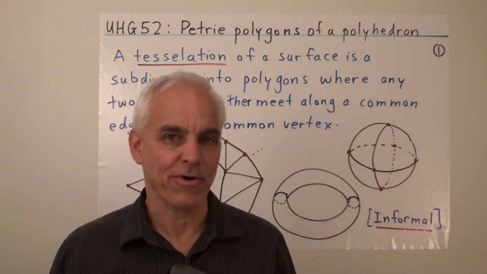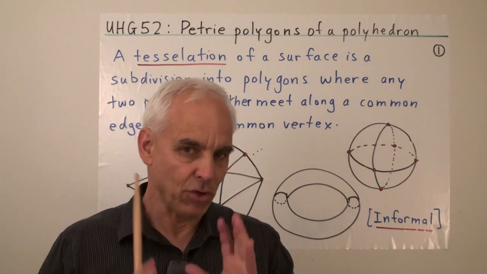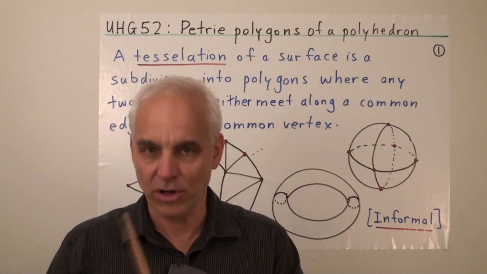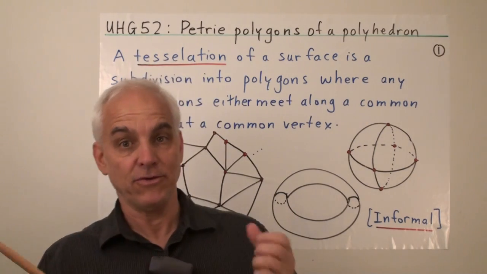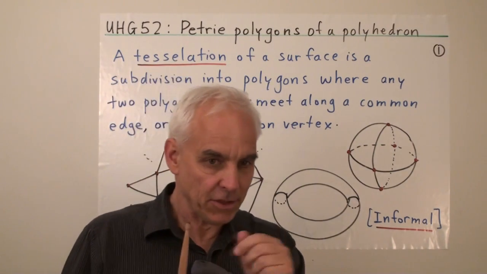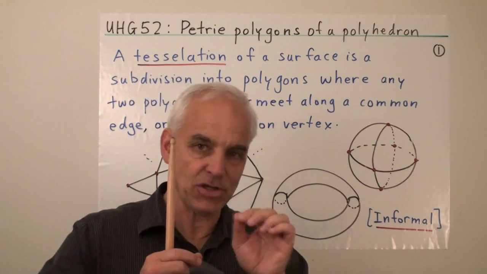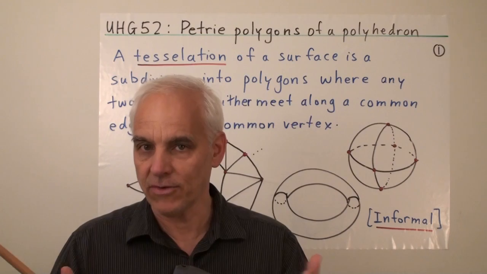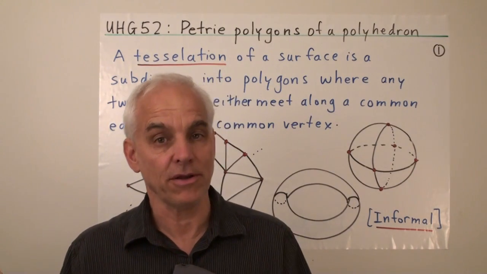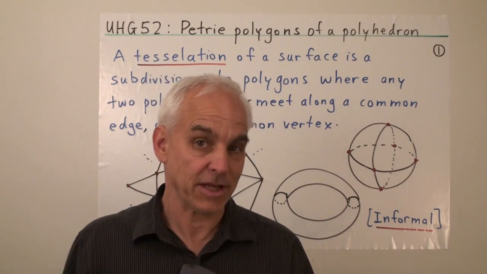Hi, I'm Norman Wildberger. Today we're going to have a look at what are called Petri polygons of a polyhedron. These are particular kinds of paths that wind away around the edges of a polyhedron, and in the case of the Platonic solid, they're very interesting.